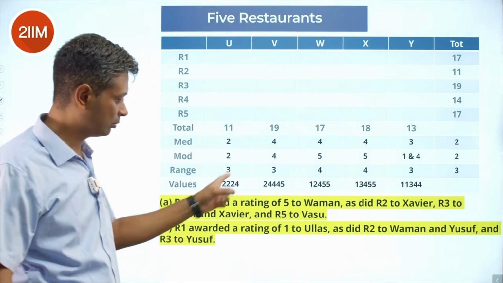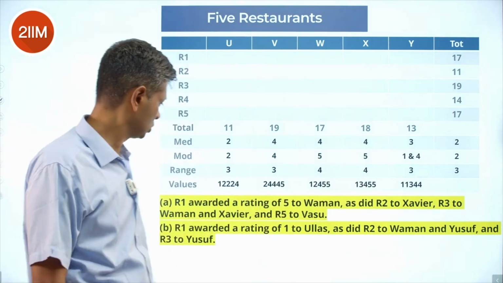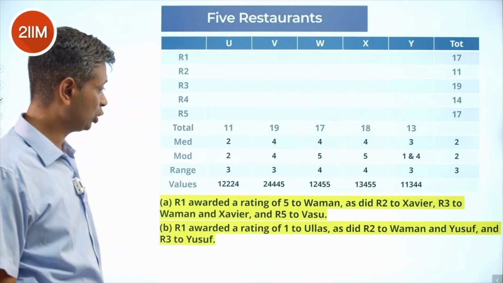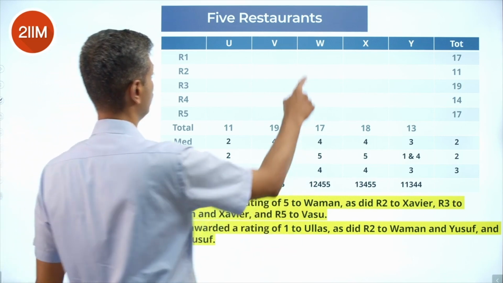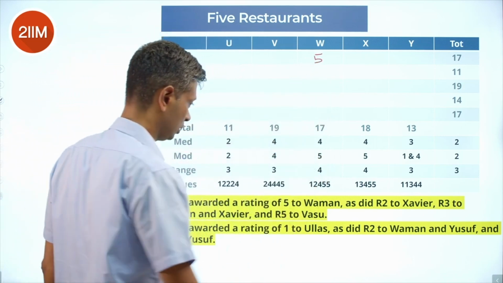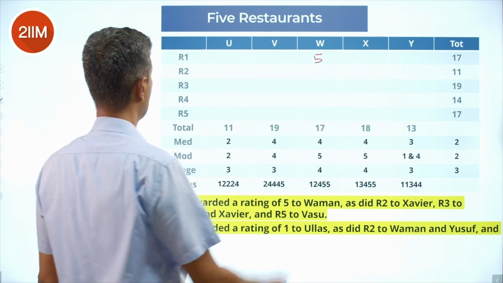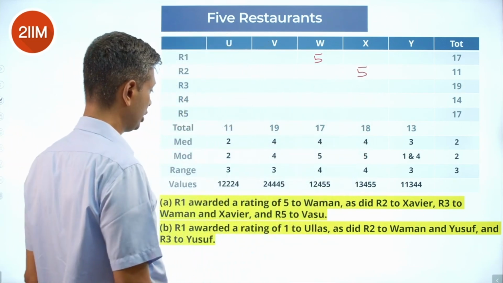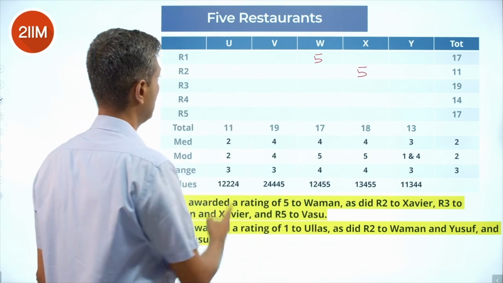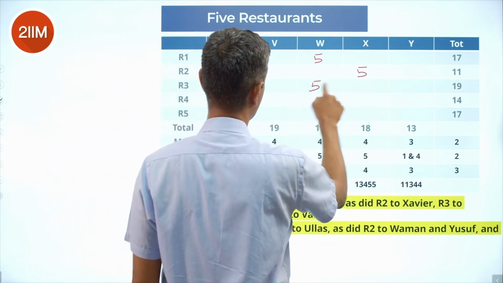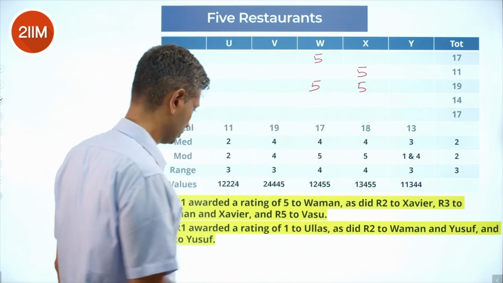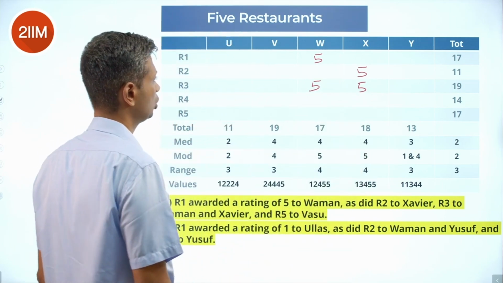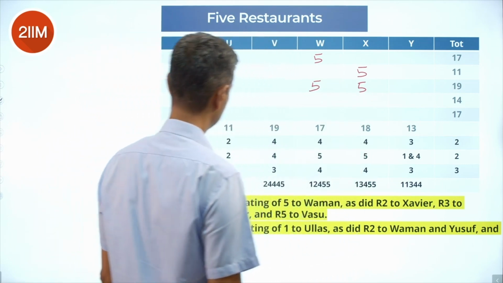Nice. So we've got these numbers sitting here quite beautifully. R1 awarded a rating of 5 to Vaman. Okay. R2 to Xavier. R3 to Vaman and Xavier. Okay. And R5 to Vasu.